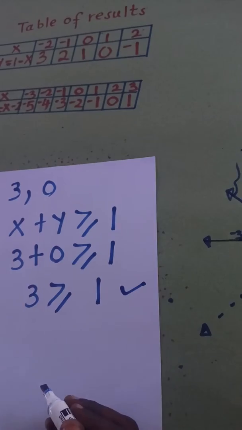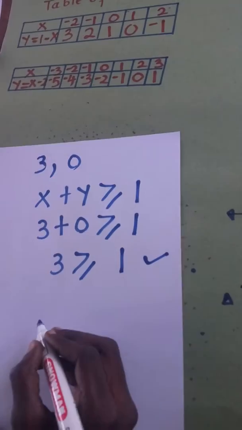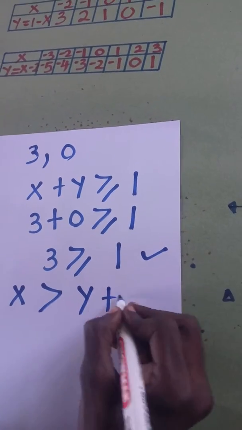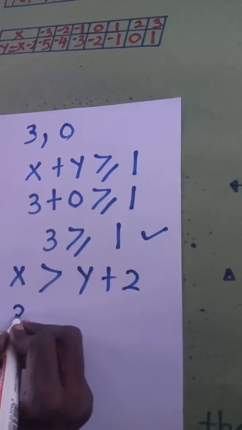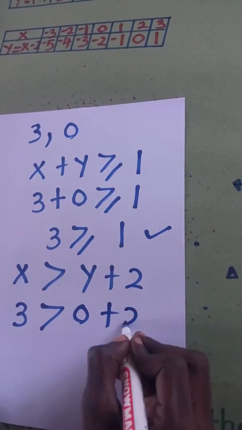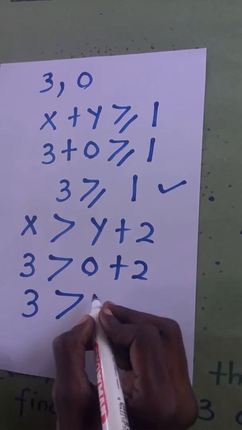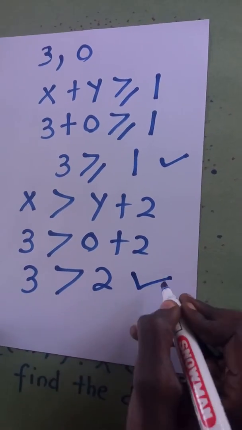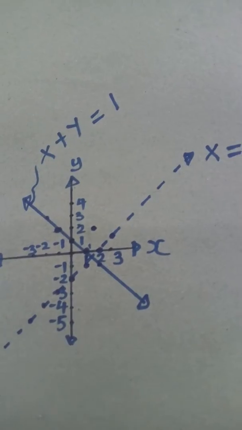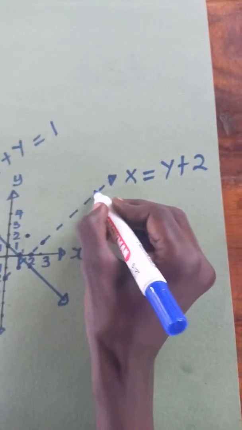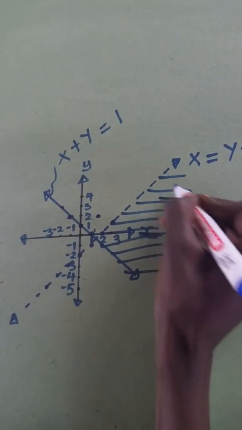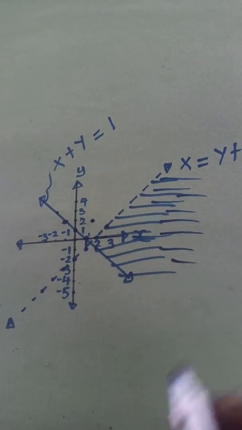We're also going to test the other inequality, which is x is greater than y plus 2. So when x is 3 is greater than y is 0 plus 2. This is 3 is greater than 2, which is correct. So this is the region which satisfies our relation. So we're going to shade the region which satisfies our inequalities.